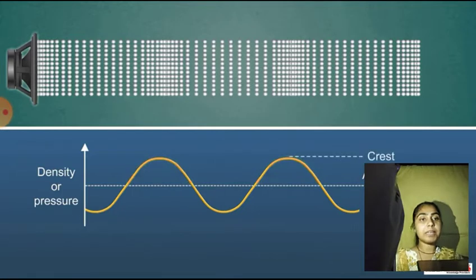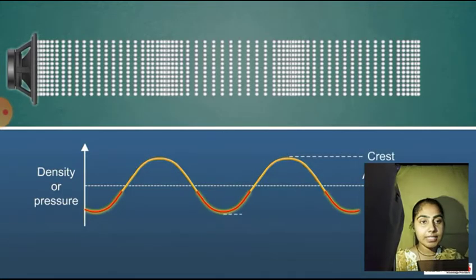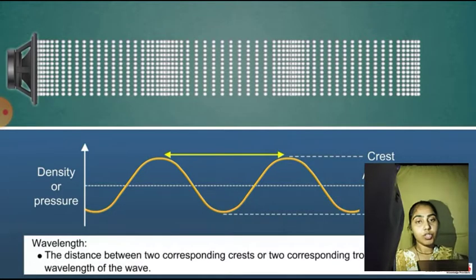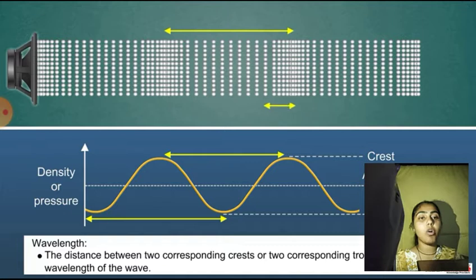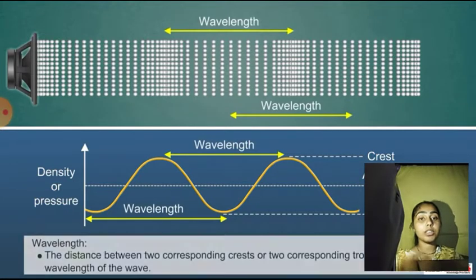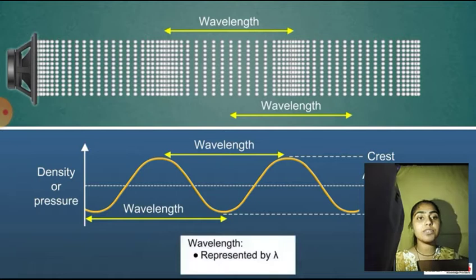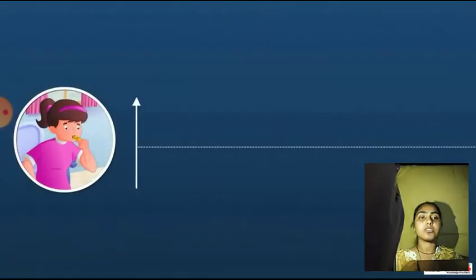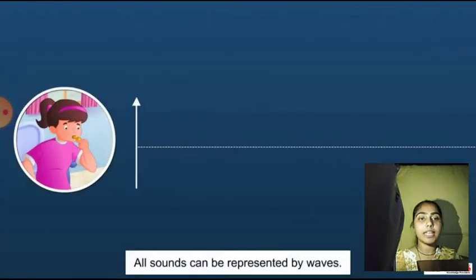The upper peak is known as the crest, whereas the lower peak is known as the trough. The wavelength is the distance between two corresponding crests or two corresponding troughs. We can also say it is the distance between two corresponding compressions or two corresponding rarefactions. The SI unit of wavelength is meter and it is represented by the symbol lambda.